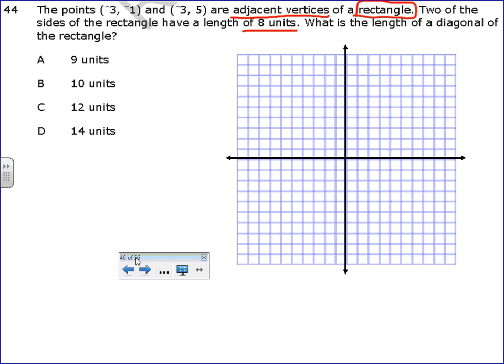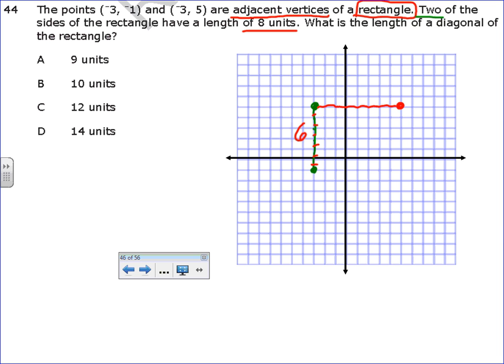Okay, well, the first thing I'm going to do is plot the points that I have, which is (-3, -1) is 1 point, and (-3, 5). 1, 2, 3, 4, 5. Well, if it's a rectangle, I know those are two sides. This has a side length of what? 1, 2, 3, 4, 5, 6. Well, if this has a side length of 6, and the other two sides have a side length of 8, then I know I can go 8 spots away. So 1, 2, 3, 4, 5, 6, 7, 8.